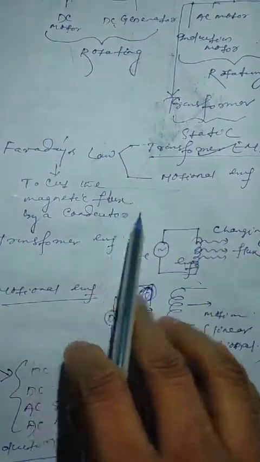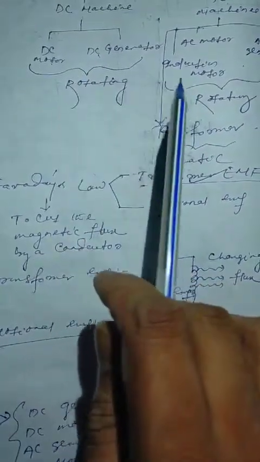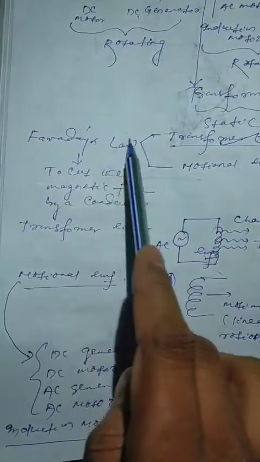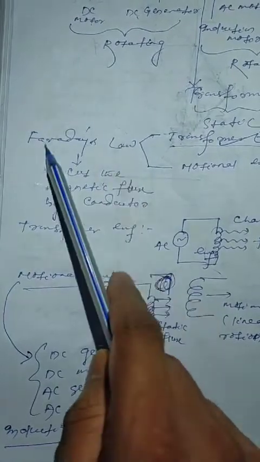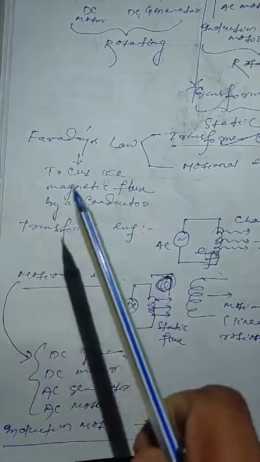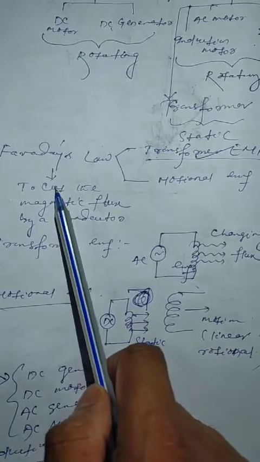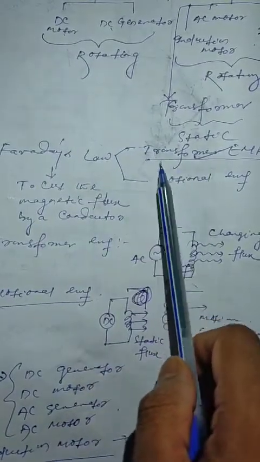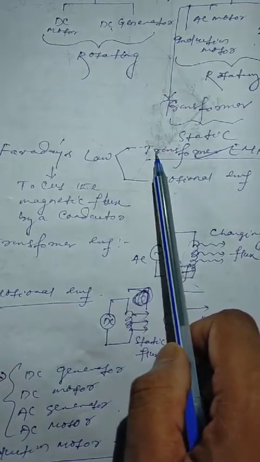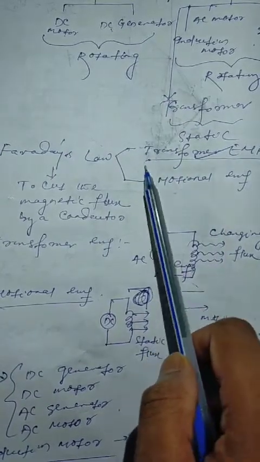And next, before going for any machine, whether it is a DC motor, generator, transformer or induction motor, we have a basic principle of operation, that is Faraday's law. In Faraday's law, we have to cut the magnetic flux by a particular conductor. To do that, we have again two categories. One is you take the conductor static, and the magnetic field is a dynamic or time varying magnetic field, which is basically the case of transformer action.